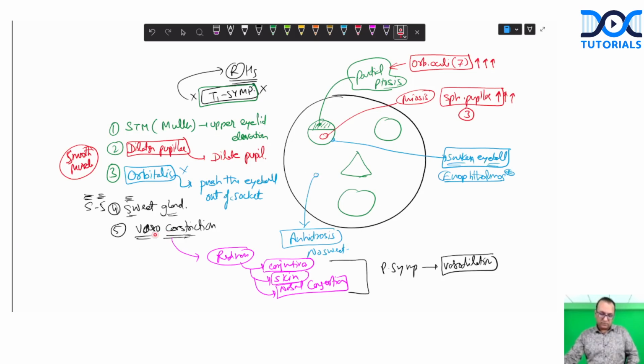Then you are telling that sympathetic vasoconstriction is not working, so parasympathetic vasodilation is overworking. As parasympathetic vasodilation is overworking, there will be redness. Redness is not only in the conjunctiva. Conjunctiva will become red and the skin will become red. And nasal congestion, there is nasal congestion also. Yes, so all these are features.